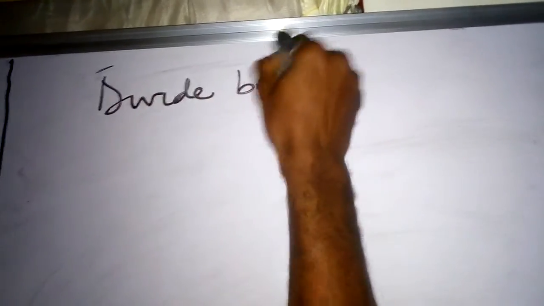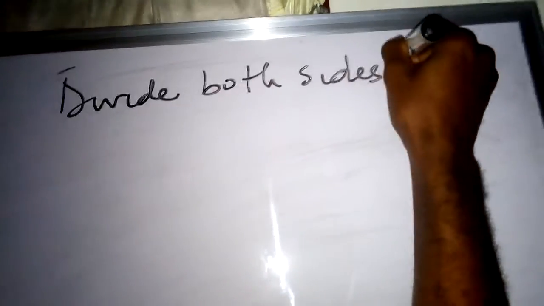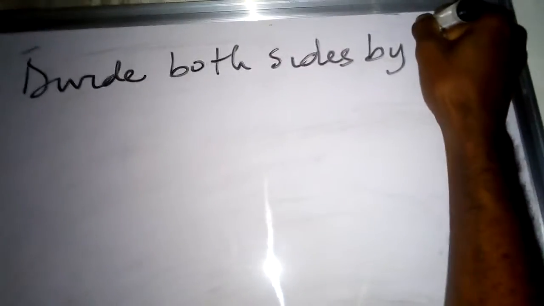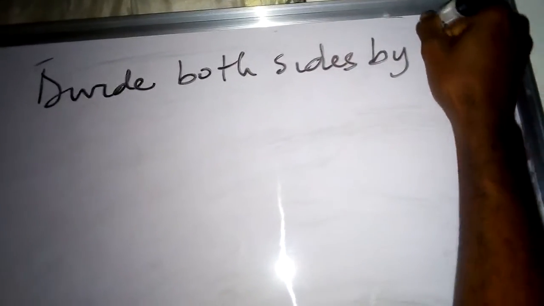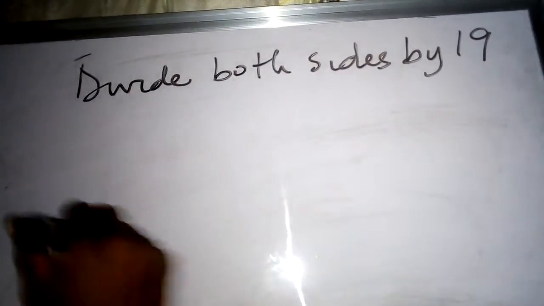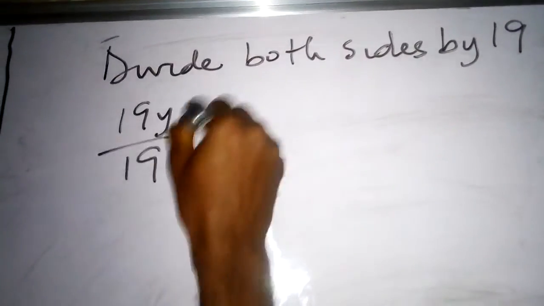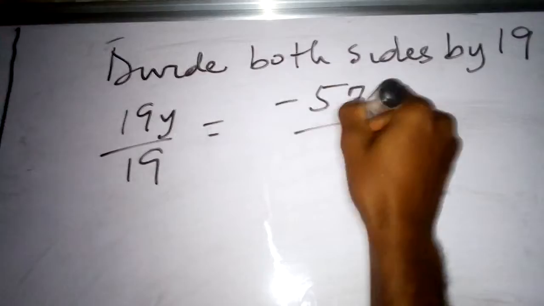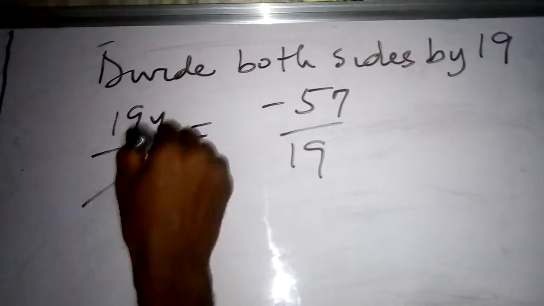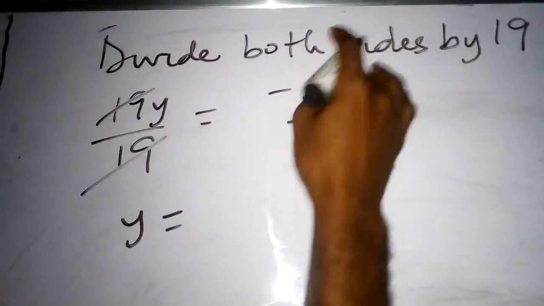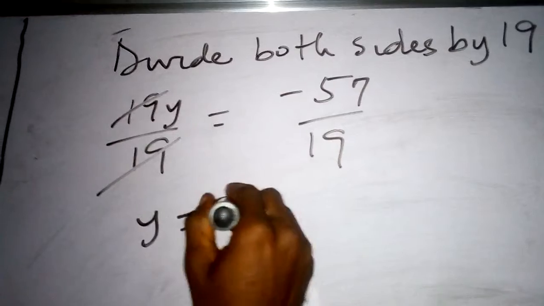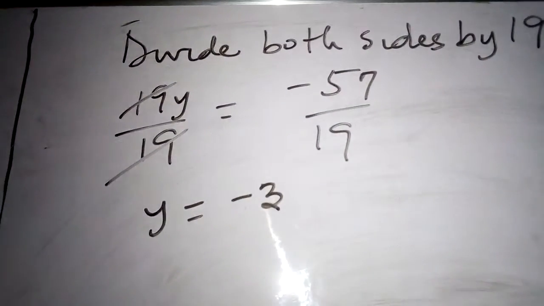So divide both sides by the coefficient of y, that is 19, so as to make y the subject of the formula. So you have 19y divided by 19 equals −57 divided by 19. So y equals −57 divided by 19, which will give us −3.